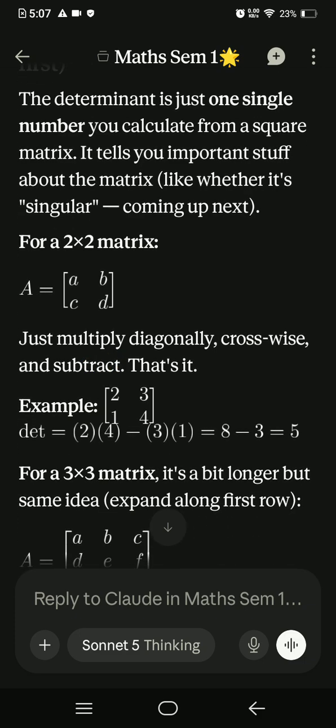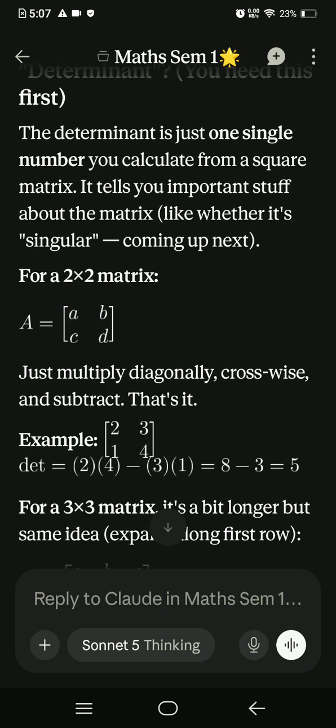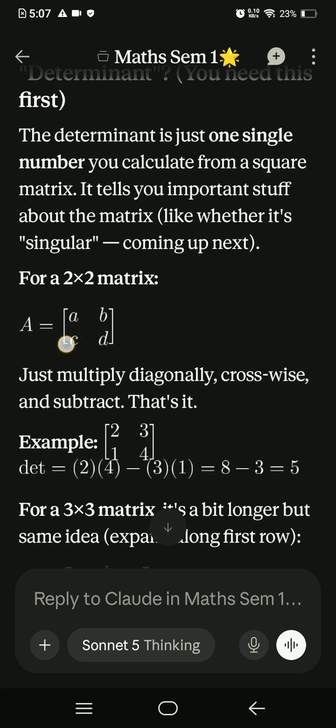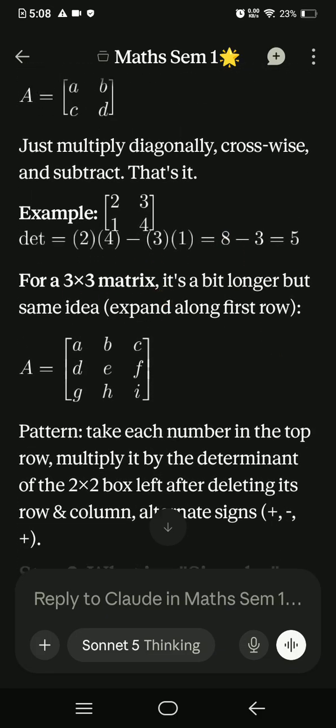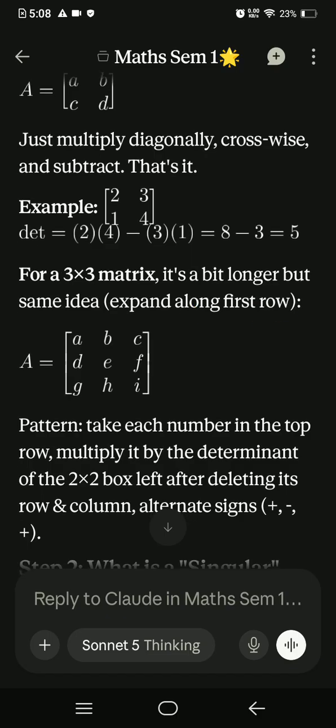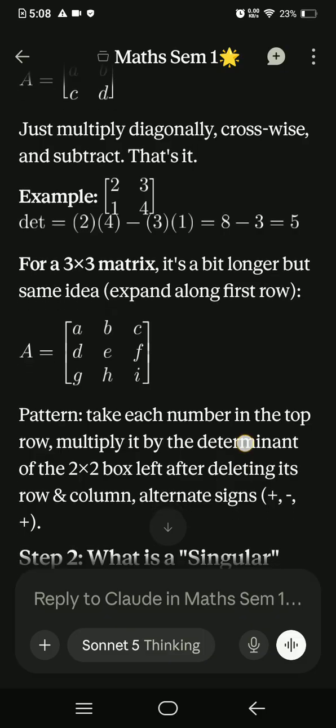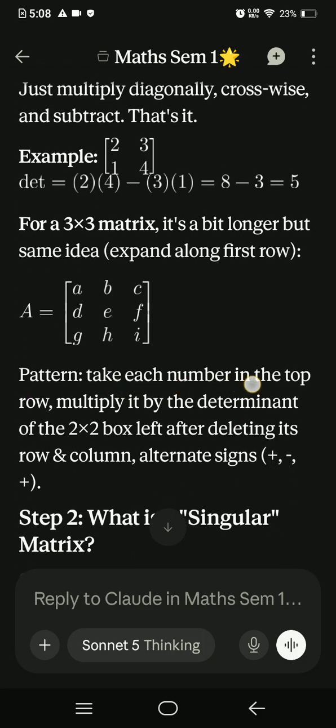Anyway, so for a 2 by 2 matrix, we just multiply it diagonally crosswise and subtract. So for this, we are going to multiply AD minus BC, as you can see in the example. And for the 3 by 3 matrix, it's a bit longer, but same idea. Expand along the first row. So we expand along one row and take each number in the top.